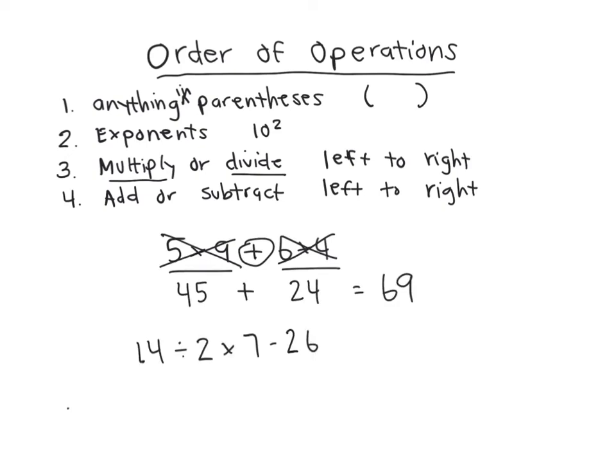And now sometimes this one's working out in our favor because they've got divide, multiply, and then minus all in a row. So we would do 14 divided by 2, which is 7, and then times 7, which is 49, and then we would do 49 minus 26, which should give us 23.